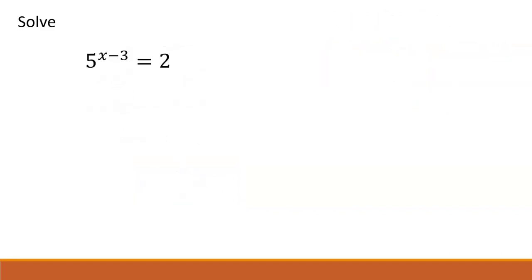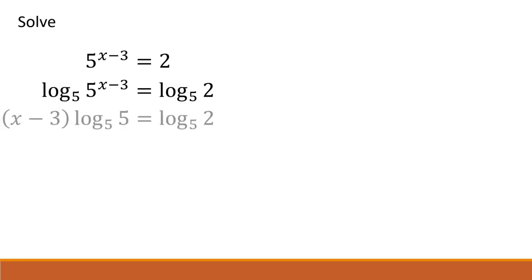We've seen that if the base on our exponential expression is 10, we can use a common log of both sides of the equation. And if the base on the exponential expression is an e, we can use a natural log of both sides. But what do we do if the base is a 5? Well, we could just take the log base 5 of both sides of the equation.